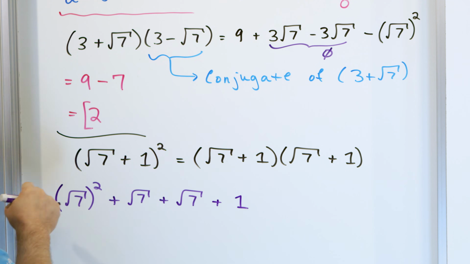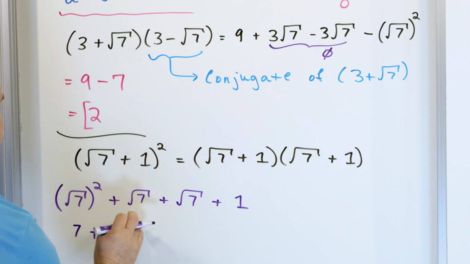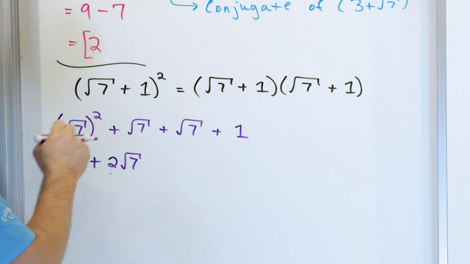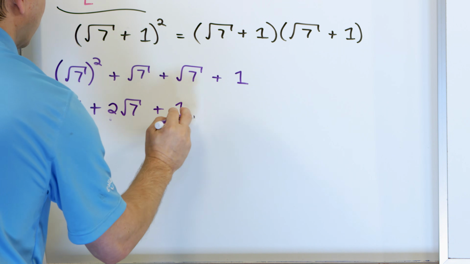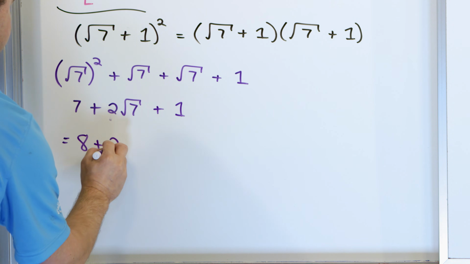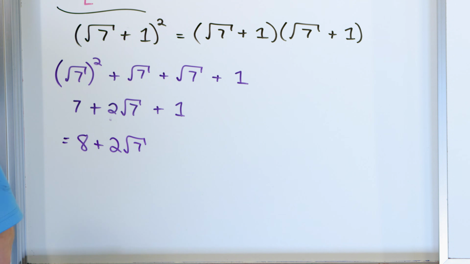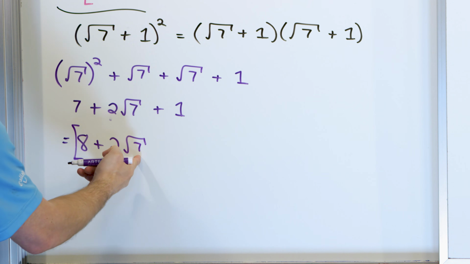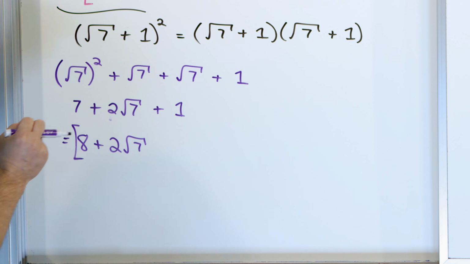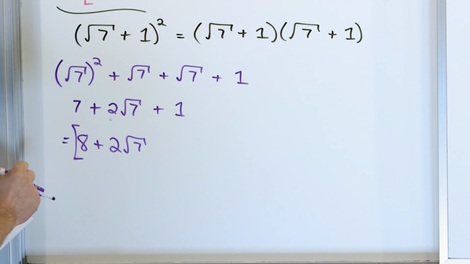Now here, the square and the square root cancel, so you get a nice number of 7 here. Here you have a square root of 7 plus the square root of 7. You get 2 times the square root of 7, because we have 2 of them. And then we have plus the number 1. So we can add the numbers together, which gives us 8 plus 2 times the square root of 7. You try to simplify that, but 7 is a prime number, so even if you do a factor tree, you can't simplify it. You certainly cannot add these together.